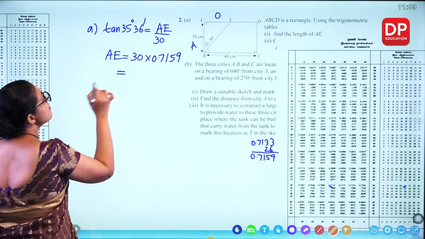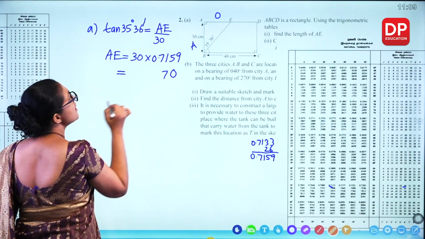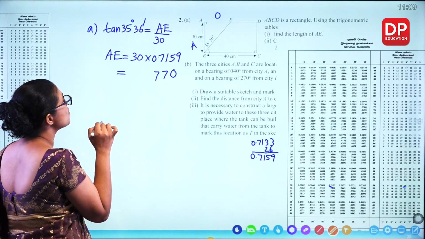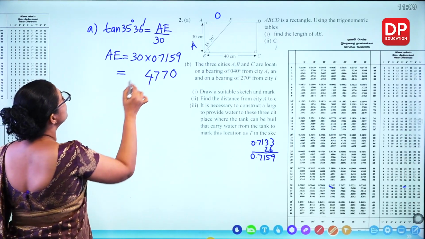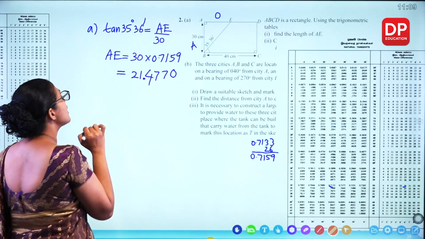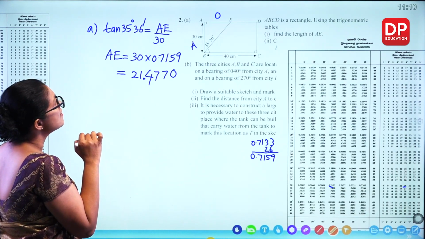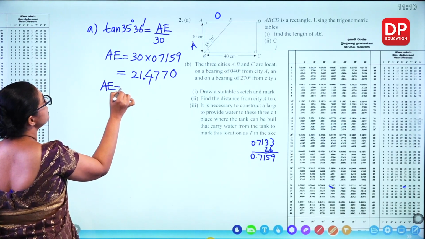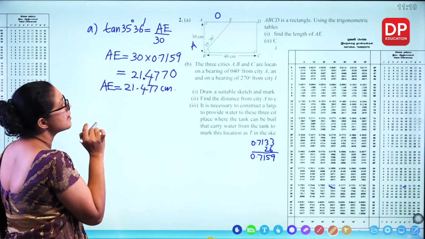0.7159. Multiply by 30. Put 0 and multiply by 3. 3 times 9, 27. 3 times 5, 15 plus 2, 17. 1 remaining. 3 times 1, 3 plus 1, 4. And 3 times 7, 21. And 4 places we have to keep. The answer is 21.477. So this is in centimeters. So we can write AE is equal to 21.477 centimeters.